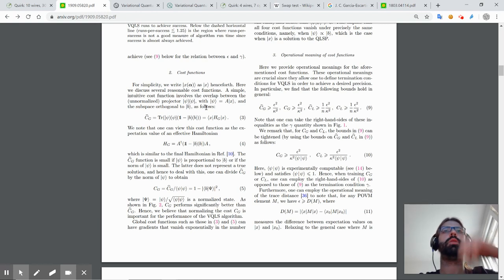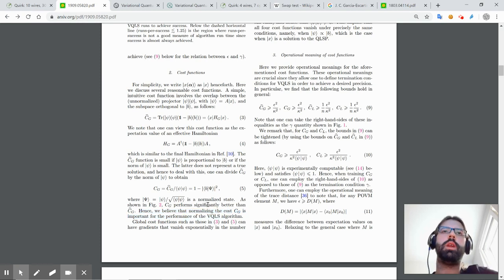We note that one can view this cost function as the expectation value of an effective Hamiltonian, which is similar to the final Hamiltonian in reference 10. The cost function is small if it's proportional to b, or if the norm of phi is small, but the latter does not represent a true solution, and hence to deal with this, one can divide by the norm. The normalized cost performs significantly better, hence we believe that normalizing the cost is important for the performance of the VQLS.